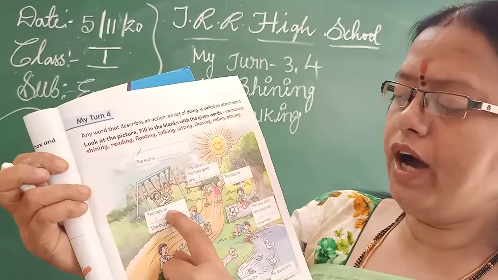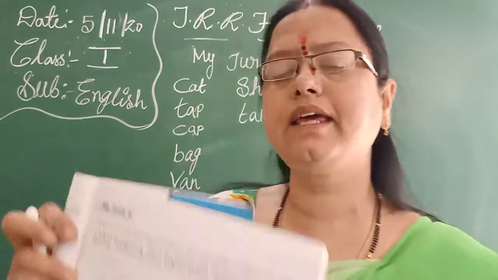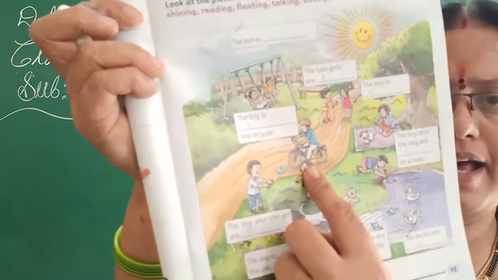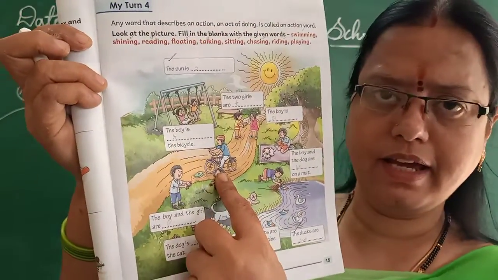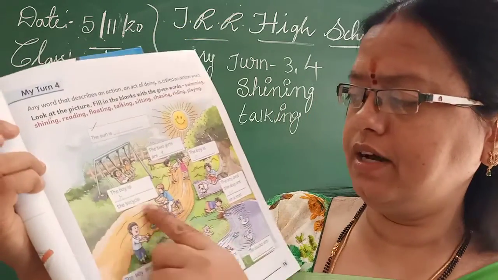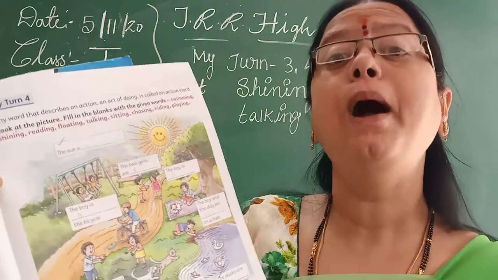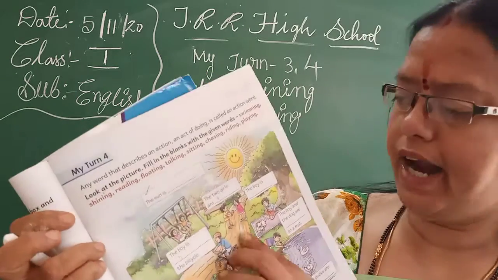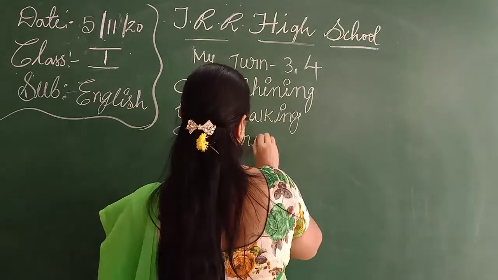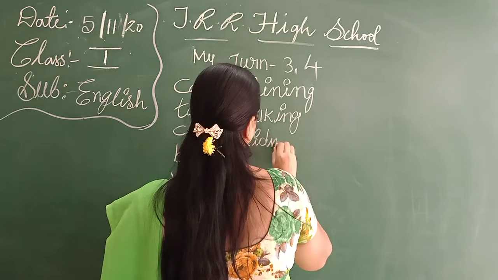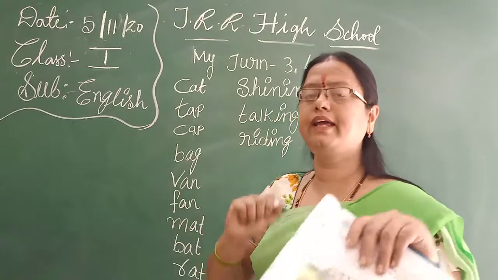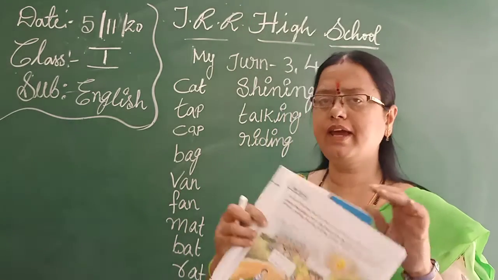Now, the boy is dash the bicycle. What is the boy doing? See this picture properly, beta. Yes, the boy is sitting on the cycle. No. The boy is riding the bicycle. What is the riding spelling? R-I-D-I-N-G. The boy is riding the bicycle. Okay?